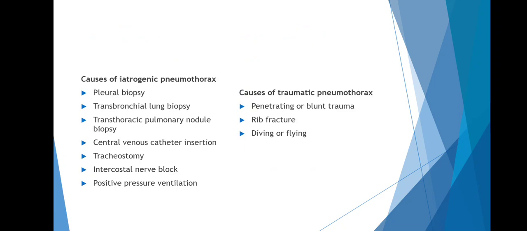Then, pneumothorax can also arise due to iatrogenic causes. Okay, so these include a pleural biopsy, transbronchial lung biopsy, transthoracic pulmonary nodule biopsy, central venous catheter insertion, tracheostomy, intercostal nerve block, positive pressure ventilation. Then causes of traumatic pneumothorax include penetrating or blunt trauma, rib fracture, diving or flying.